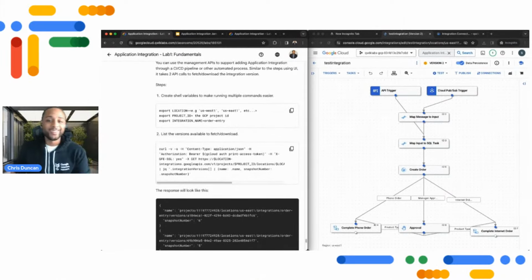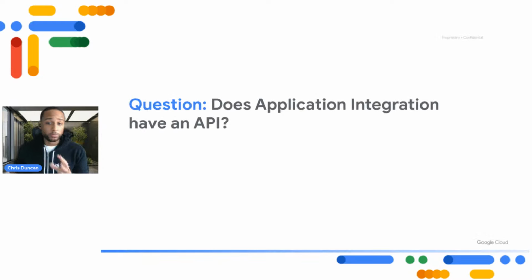Actually, I'm going to continue talking. This was a really great lab. I want to answer 2 more questions, and then I'm going to share the resources with you. The first question is, does application integration have an API? I actually just answered that question. Integration.googleapis.com, absolutely, it can be utilized. If you don't want to use the UI and the low code intuitive drag and drop, you don't have to.